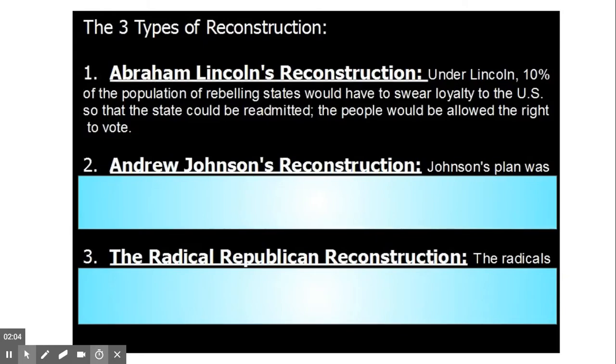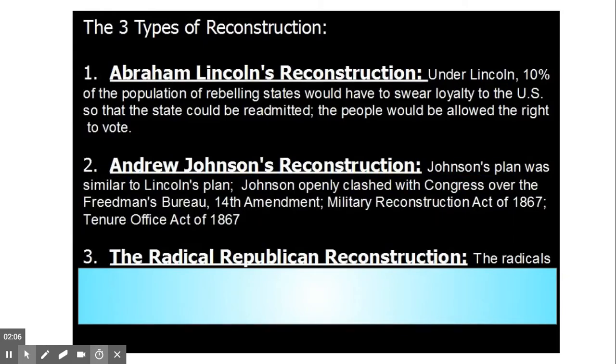Andrew Johnson's Reconstruction. His plan was basically very similar to Lincoln's, but Johnson, for the most part, had some disagreements. He openly clashed with Congress over the Freedmen's Bureau, which we're going to talk about, the 14th Amendment, and military reconstruction, and something known as the Tenure of Office Act, which eventually is going to lead Johnson to become very well noted in American history as being the first president to be impeached.